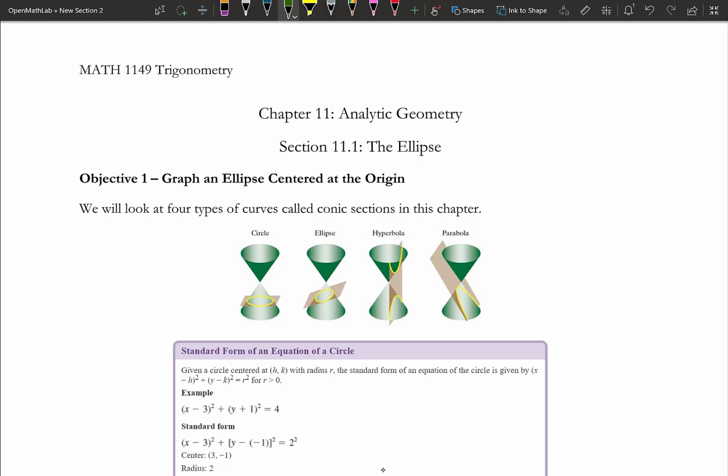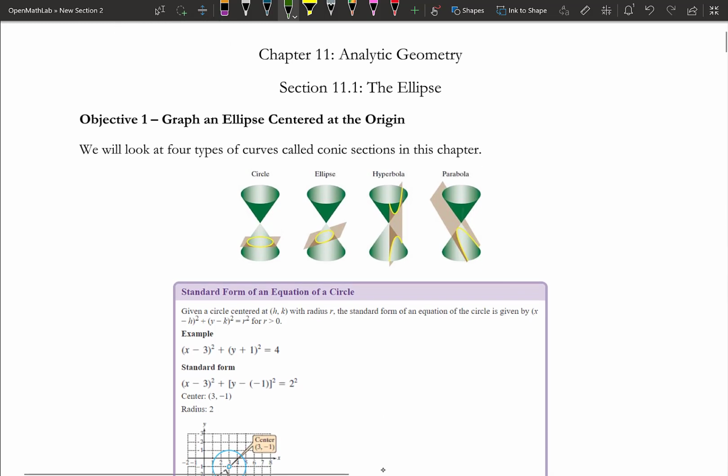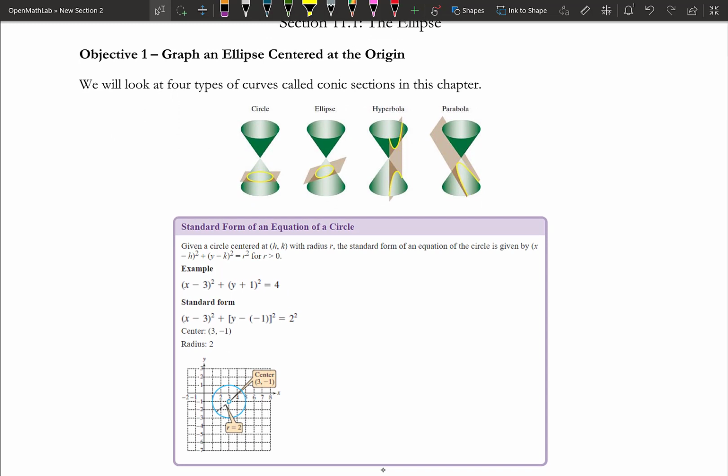And before I do that, I just want to review just a couple of things. One is, in this chapter, we're going to look at four types of curves called conic sections. And actually, the first one, a circle, you would have looked at in college algebra. So we're going to look at these cases, the ellipse, hyperbola, and the parabola, right? And I just want to point out a couple of things.